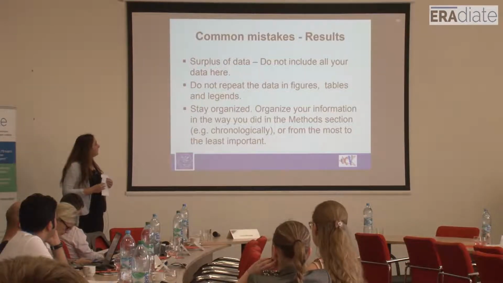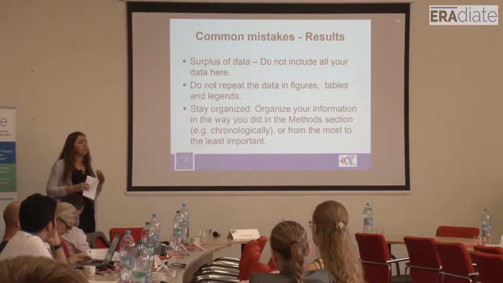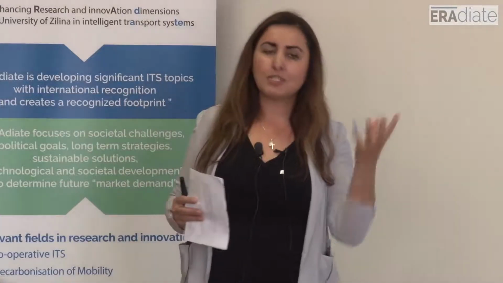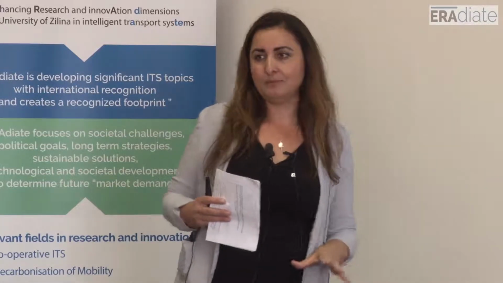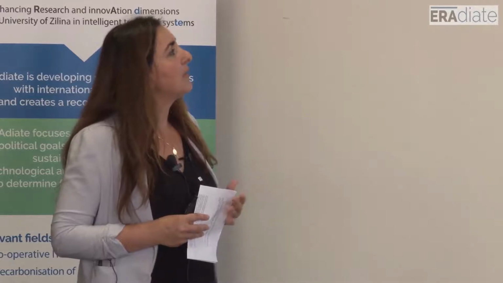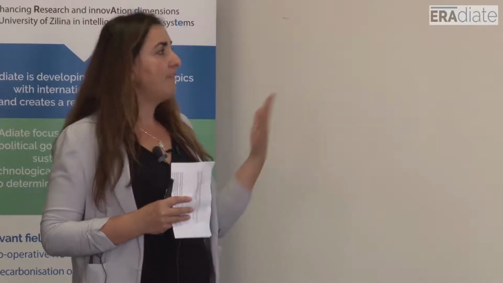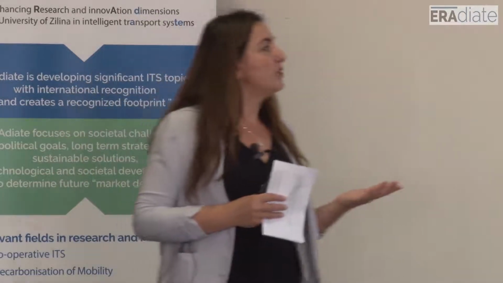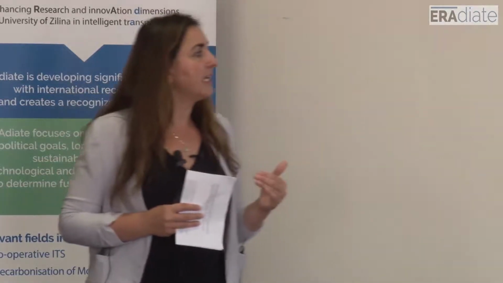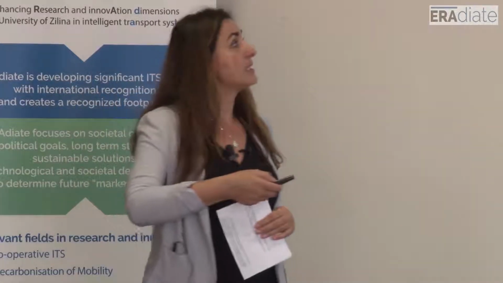One of the most common mistakes is the surplus of data. You shouldn't include all your data there. You should just carefully select the data that confirm what you want to claim. You shouldn't repeat the data in figures, tables, and legends again. And definitely, you should stay organized. You should either organize your information in the way you did in the method section, for example, chronologically, or from the most to the least important.